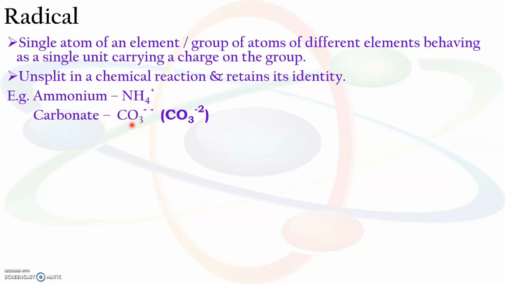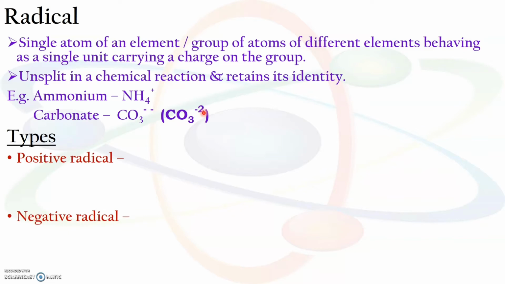In case of carbonate radical, it has got two minus charges. Therefore, we write it as CO3-2. In general, there are two types of radicals. They are positive radicals and negative radicals. A positive radical will behave like that of a metal or hydrogen, while a negative radical will behave like that of a non-metal.